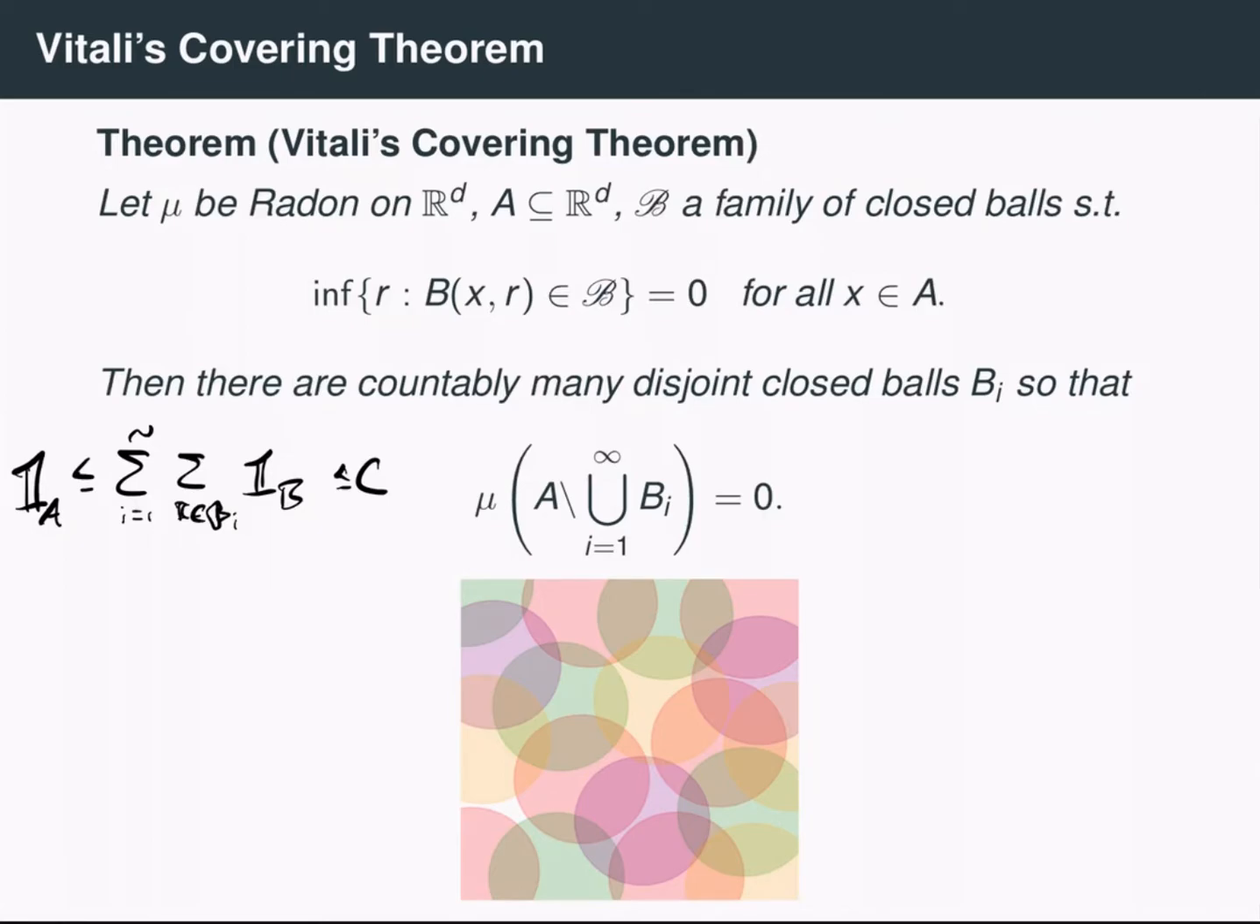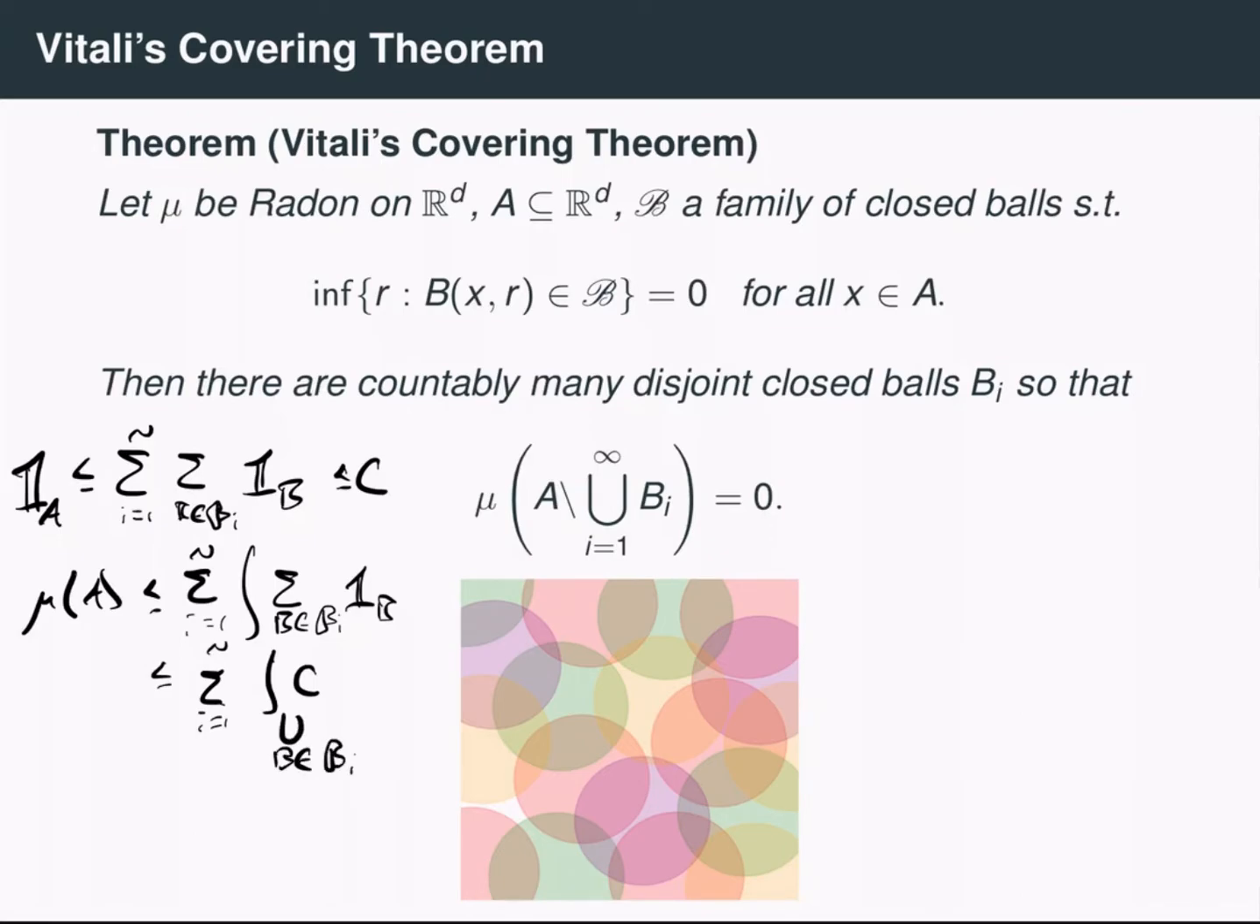Okay, so if I integrate this, I have that mu of A is at most the sum from i equals 1 to n of the integral of the sum of B in Bi of the characteristic function of B. And notice by the bounded overlap property, the sum of these characteristic functions of balls is no more than a constant c. So this is at most the sum from i equals 1 to n of the integral of c over the union of the balls in this collection. Or in other words, just the sum from i equals 1 to n of c times the measure of the union.